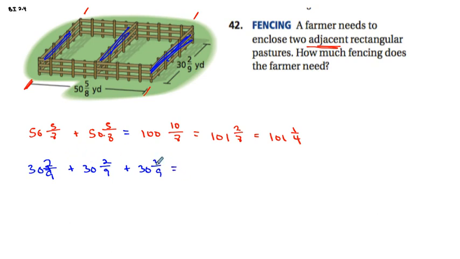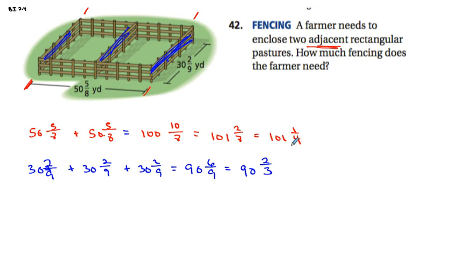30, 30, and 30 is 90. 2 ninths, 2 ninths, 2 ninths is 6 ninths. So I got 90 and 6 ninths, or simplify this, divide both by 3, and you get 90 and 2 thirds. So now this is where I stand so far.